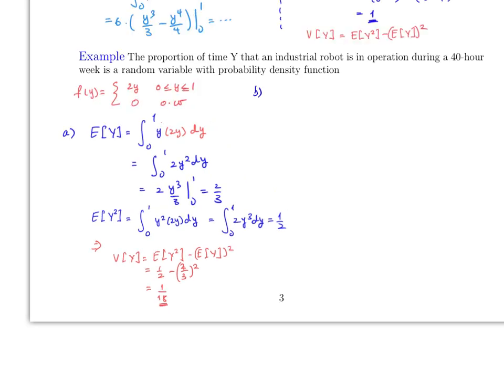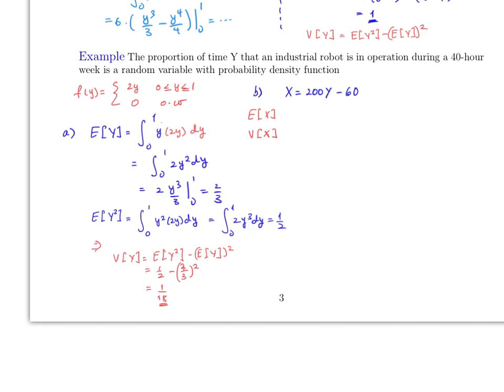Now for part B, we're going to define a new random variable. Let's say that the profit that the rabbit is making is given by the following function. The profit is defined to be 200y, where y is the original variable, minus 60. And the question is asking you to find the expected value of x and the variance of x.